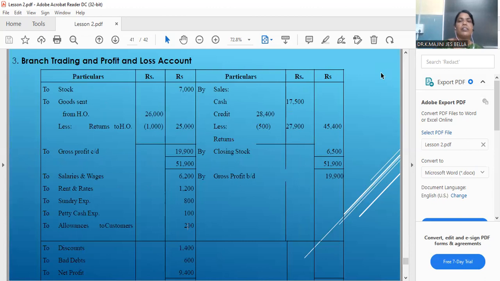After writing it, you put the total 19,900. The credit side is more than the debit side, so the net profit is 9,400. When you subtract these items, you will get 9,400. 9,400 is the net profit of this company. Okay, that is the branch trading and profit and loss account. Thank you.